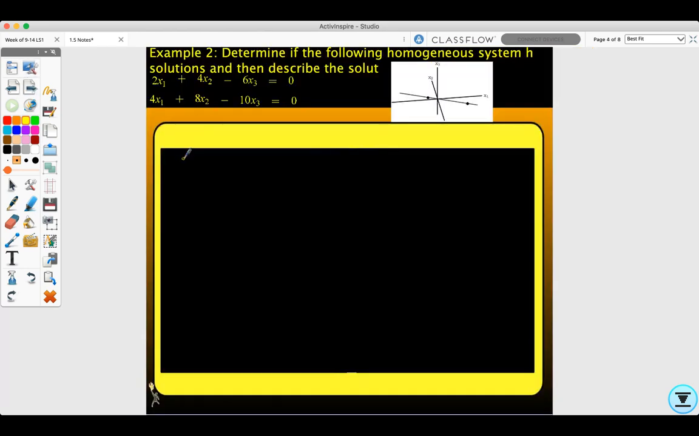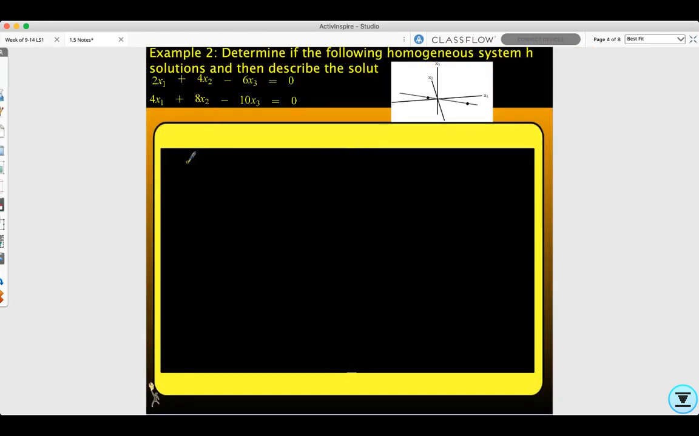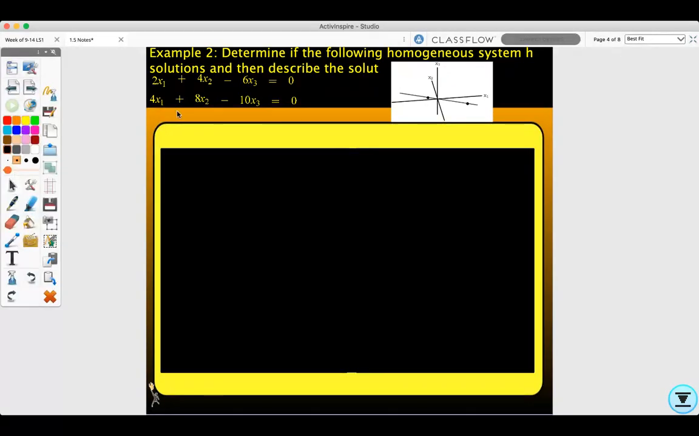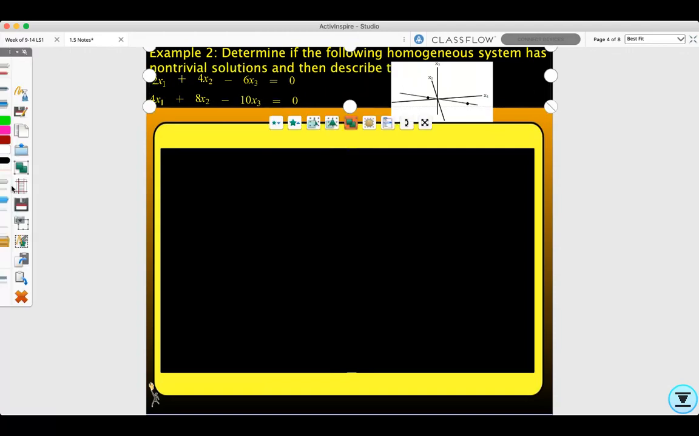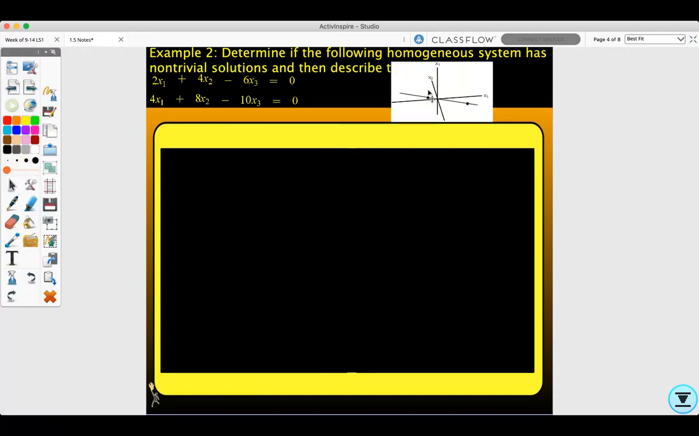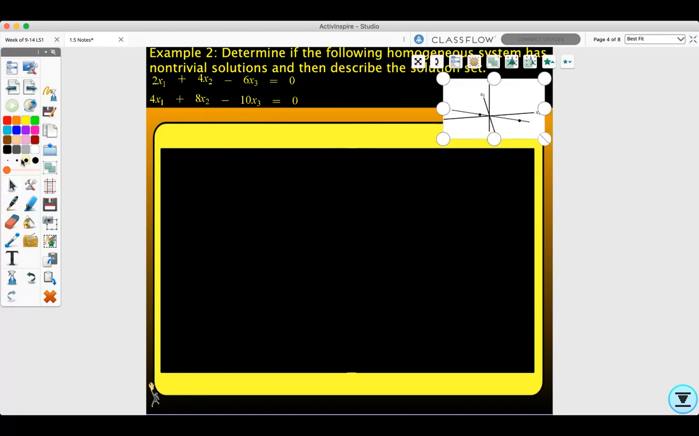Let's go ahead and look at example 2. Determine if the following homogeneous system has non-trivial solutions and describe the solution set. Okay, so the first thing we want to do is have our augmented matrix, and we want to solve for that. And then you'll be able to go ahead and describe the solution set from there.